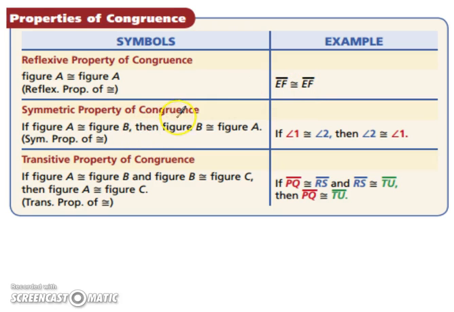So the symmetric property of congruence is if angle 1 is congruent to angle 2, then angle 2 is congruent to angle 1. And the transitive property of congruence would be like if segment PQ is congruent to segment RS and segment RS is congruent to segment TU, then segment PU must be congruent to segment TU.